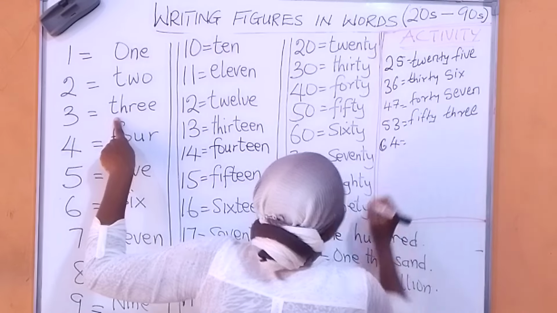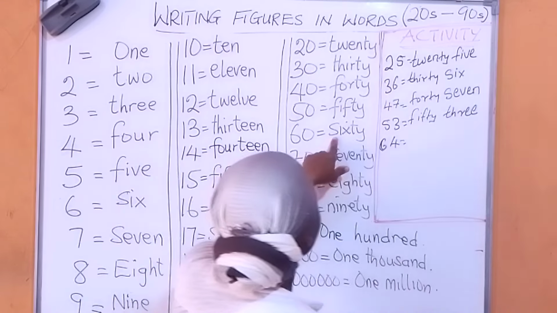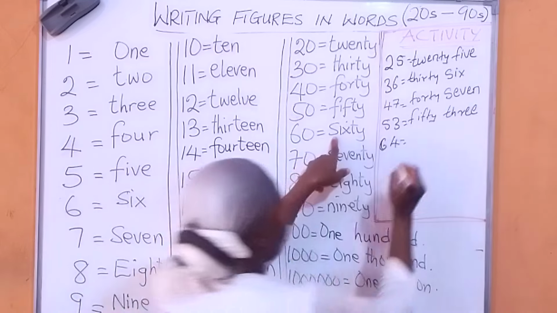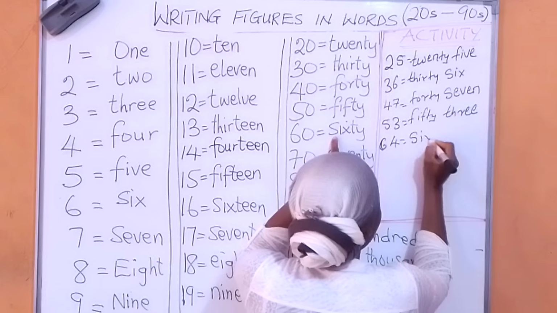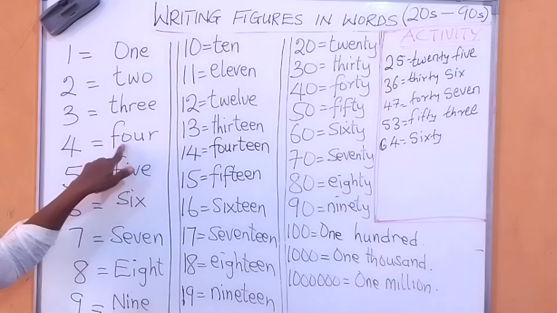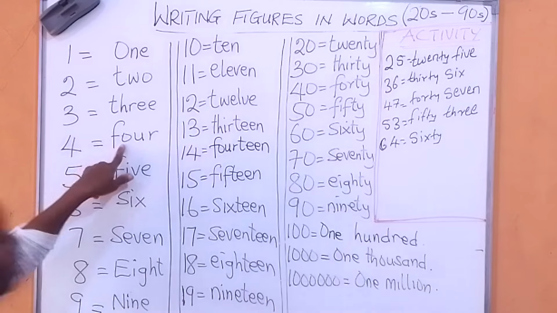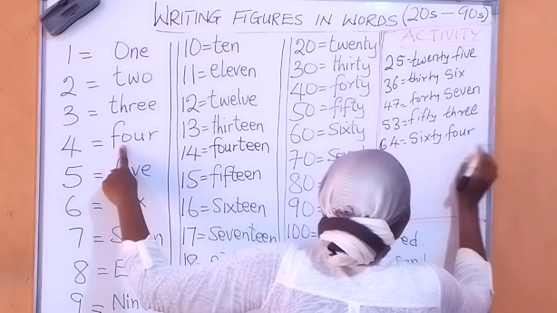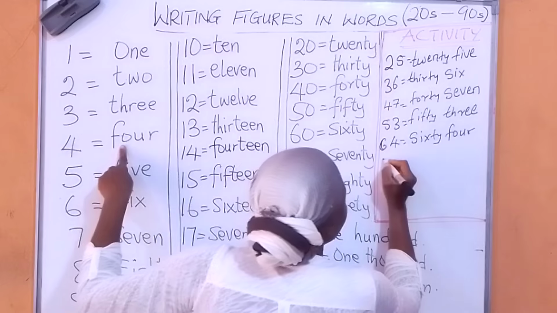Take another number, 64. We have 60 here. S-I-X-T-Y, 60. Then we have 4. F-O-U-R, 4. We have 4 here. That is 64. You can see it there.